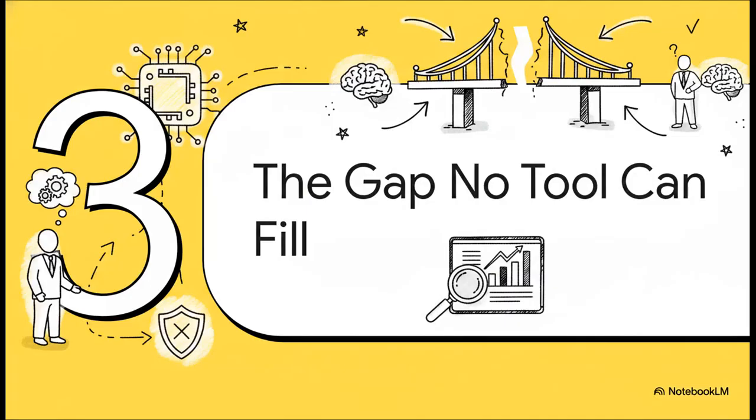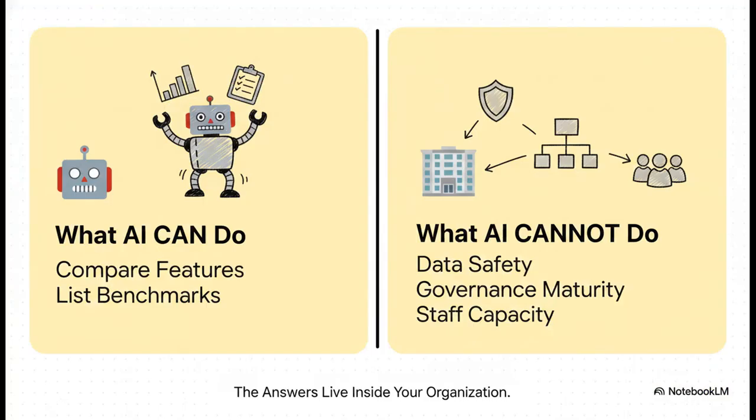So, there you have it. We've compared the tools. But here's the catch. You could ask any of these AIs to generate a chart just like the one we showed you. What none of them can do, what no tool can do, is fill a really critical gap that exists inside your organization. Think about it. An AI can compare features. It can summarize benchmarks. It can spit out a comparison matrix all day long.